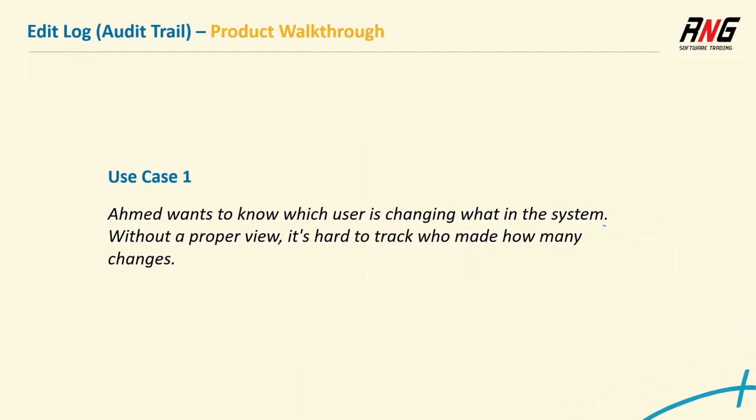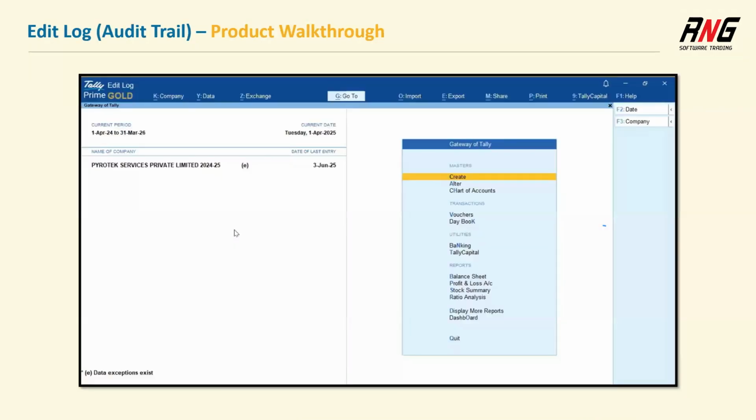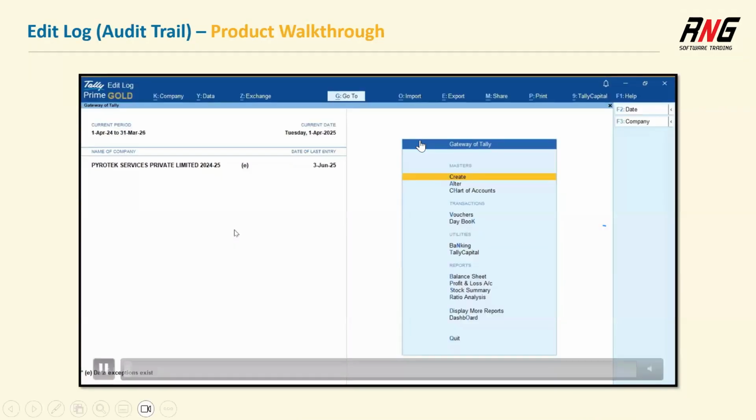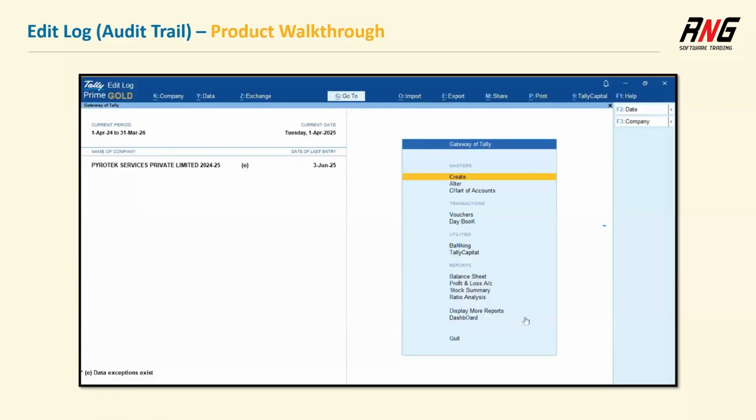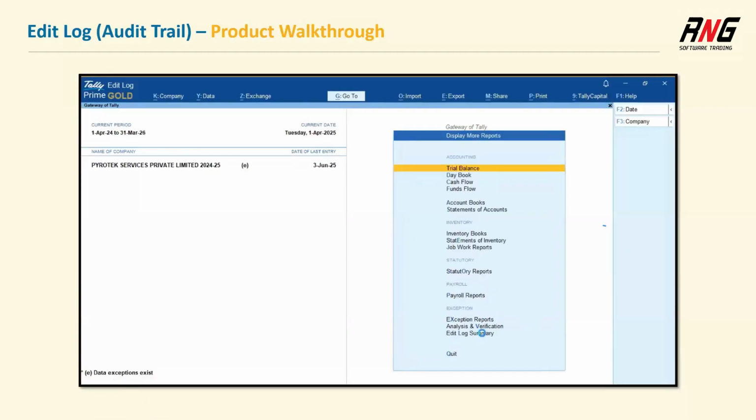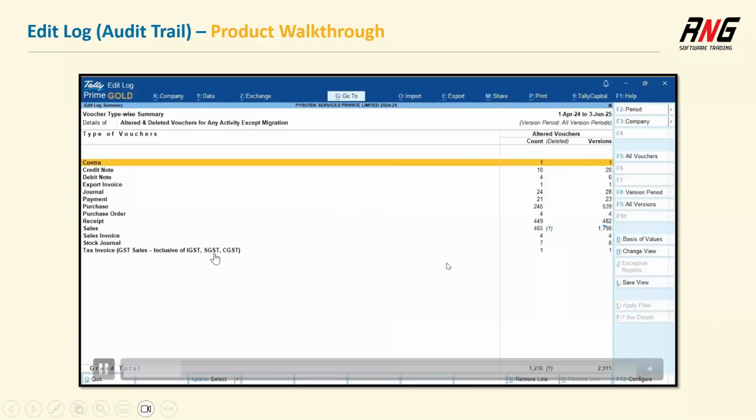Just to give a use case, Ahmed wants to know which user is changing what in the system. Without a proper view, it was hard to track who made how many changes, and all those things. But in TallyPrime Release 6.2, it is very easy to track. So you can just go to Display More Reports, Edit Log Summary. Here you can see all your summaries, all the vouchers that you have entered, and all those kinds of things.